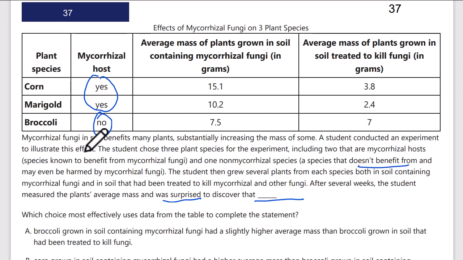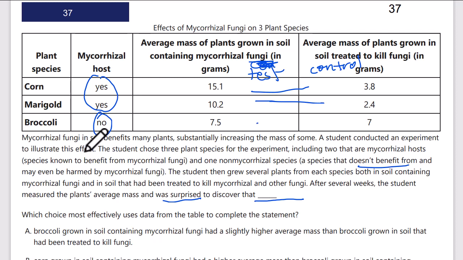So here we have fungi versus non-fungi. That looks like our test. I should say this is the control group, and this is the test group to see how they react to the mycorrhizal fungi. And they are much higher mass for the corn and the marigold, which are hosts, and we would expect that to be the case.